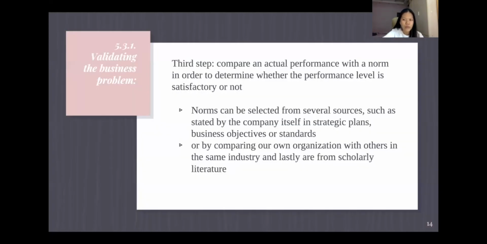And thirdly, we will compare an actual performance with a norm in order to determine whether the performance level is satisfactory or not. Norms can be selected from several sources, such as those stated by the company itself in strategic plans, business objectives or standards, by comparing our own organization with others in the same industry, and lastly, from scholarly literature.